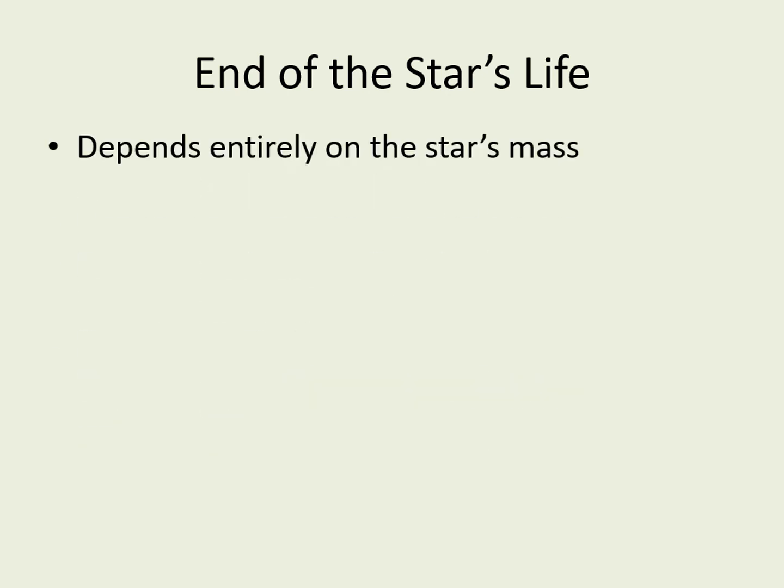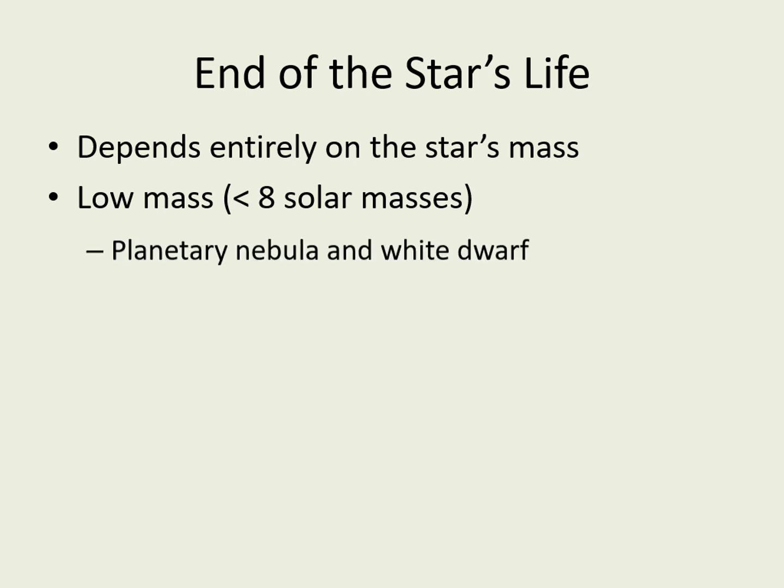There are 3 possible fates for a star, and which one the star will experience depends mainly on just one thing: its mass. Most stars are low-mass stars, less than 8 solar masses. These will end their lives by forming a planetary nebula and leaving behind a white dwarf.